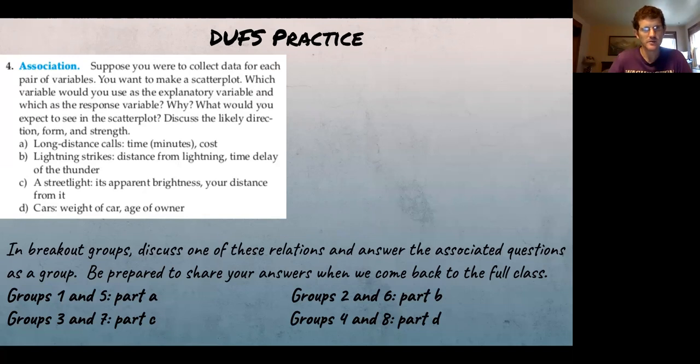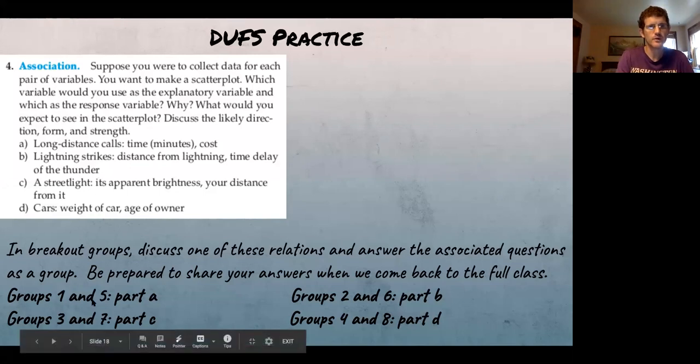We've got two variables. Which would you use as the explanatory and which as the response variable if you're making a scatter plot? What would you expect to see in the scatter plot? So you would need to describe it with DUFFS. Would you expect positive, negative, linear, nonlinear, strong or very weak correlation? So anyways, you've got A, B, C, and D.